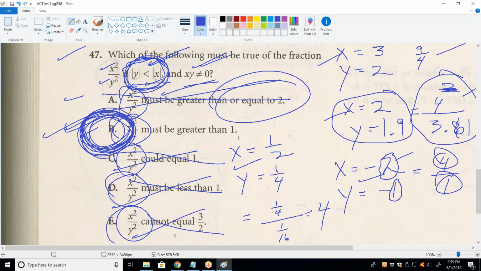If I get how many correct? Just half. 30 problems out of 60. All right, let's go on.